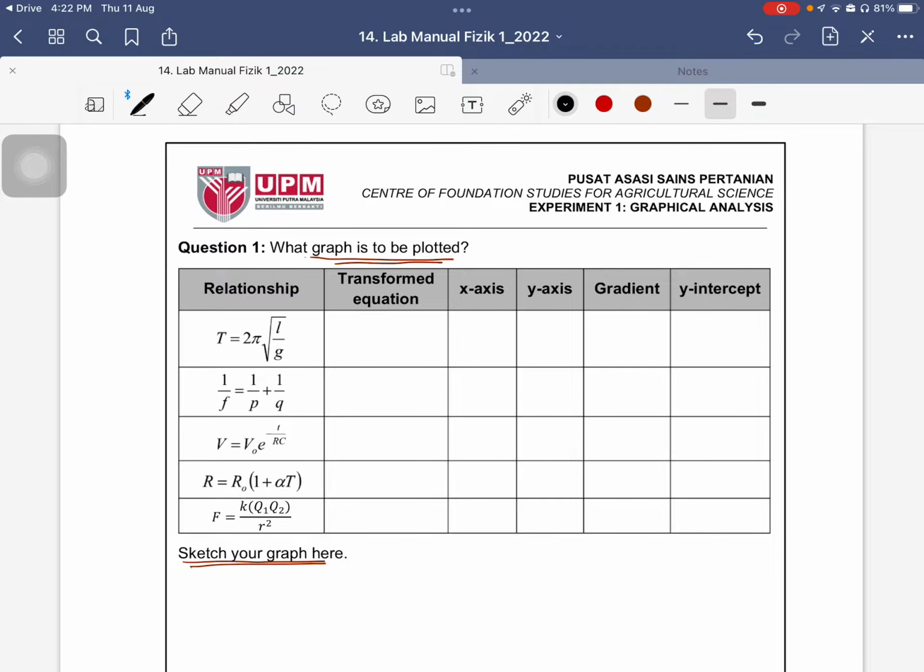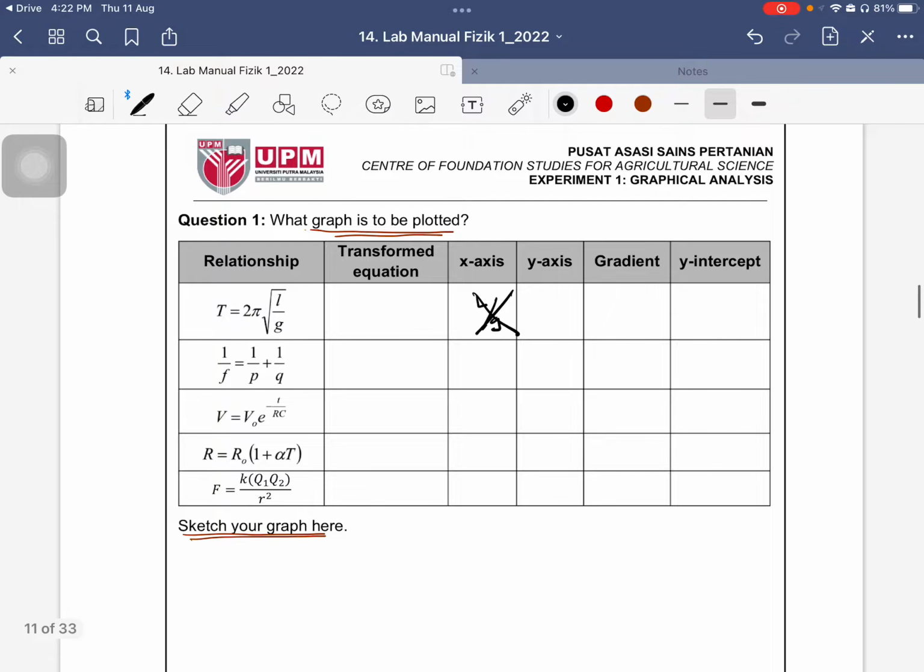For example, you cannot have L over g. This is not allowed. Basically, many people do r over r naught for the x-axis. No, you cannot. For the x-axis and y-axis, your symbol must stand alone, but it can have a square, a square root, or be multiplied by a constant like 2 pi, but it cannot have another symbol.